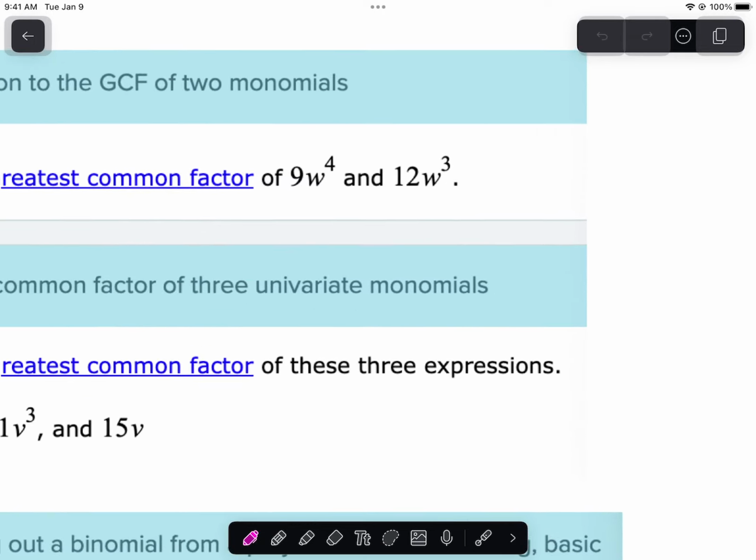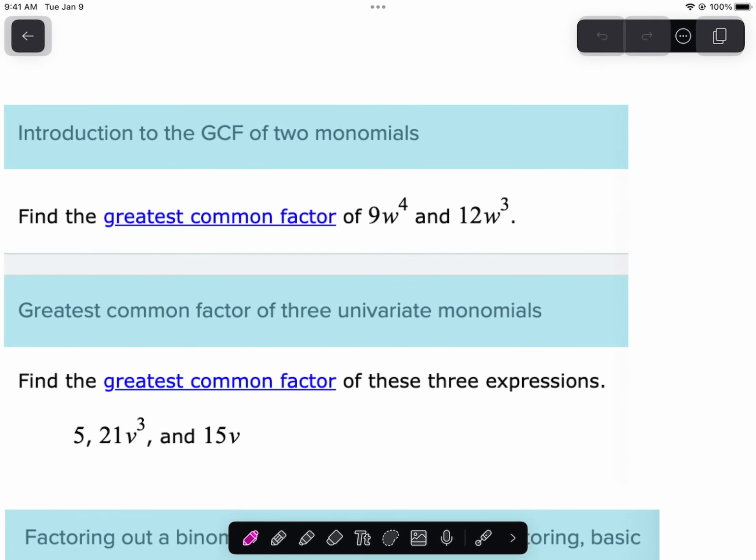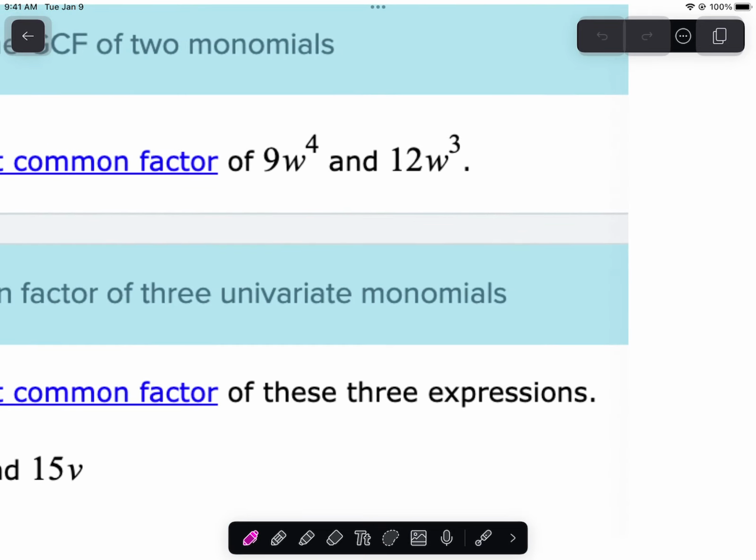Let's take a look at our first one here, the greatest common factor of two monomials. When you think of greatest common factor, you are thinking of the largest thing that will divide into both. Think about that again: the largest value that you can divide into both. What they will include is the lowest power of your variable. But the numbers, you might have to do a little bit of thinking.